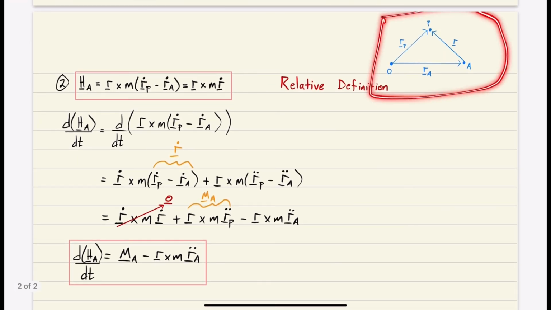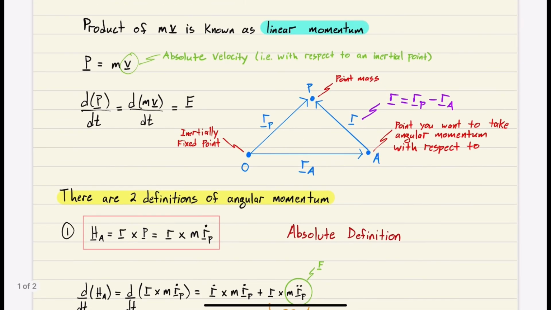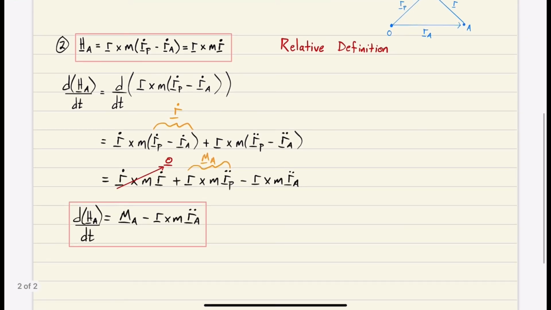I have our little diagram redrawn up here on the top right. So the relative definition is HA, our angular momentum with respect to point A, is equal to R, which points from A to P, crossed with M times RP dot minus RA dot. RP dot minus RA dot is just R dot, because R is equal to RP minus RA, so R dot is equal to RP dot minus RA dot. We just take the derivative of both sides.